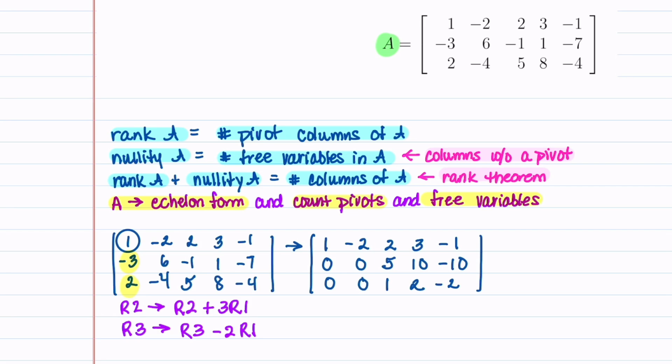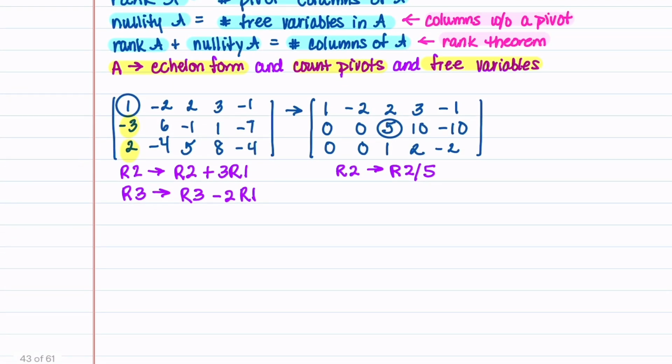Now let's look at our second pivot. That's that one right there. Let's go ahead and make that equal to 1. So we're going to take row 2 and replace it with row 2 divided by 5. Our first row is going to stay the same. And then our second row is 0, 0, 1, 2, minus 2.